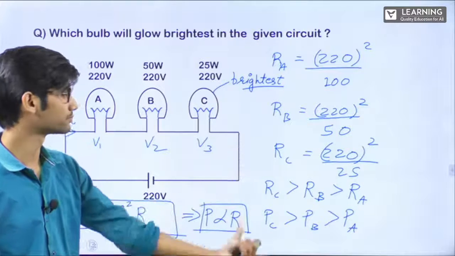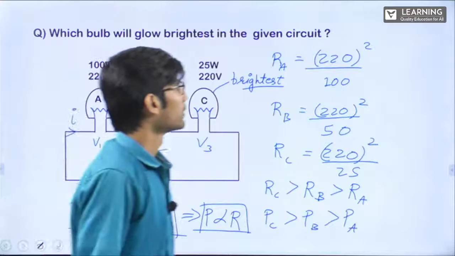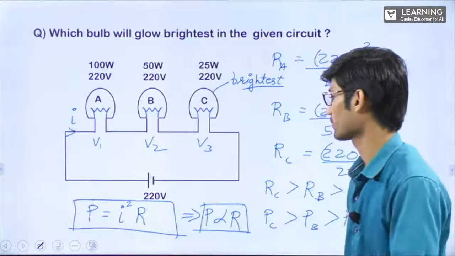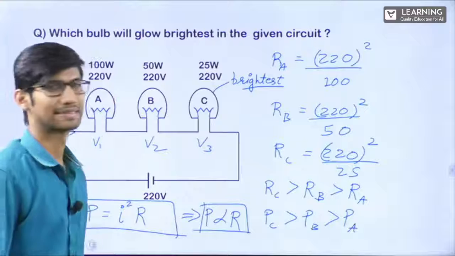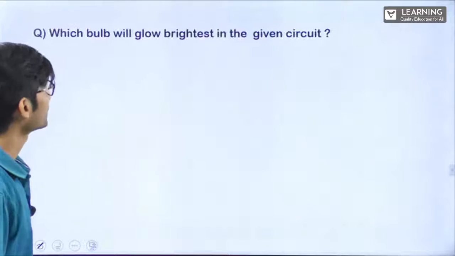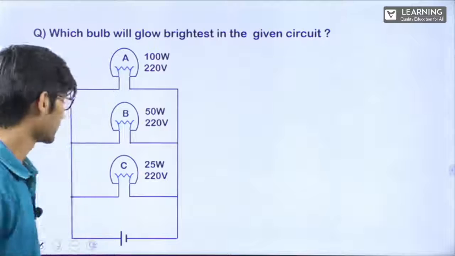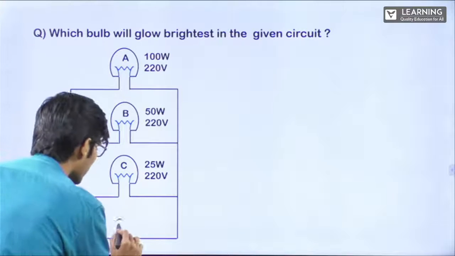All right. Note it down. Next. Which bulb will glow brightest in the given circuit? This time all three are connected parallelly. Some potential is applied, let's say 220 volt.